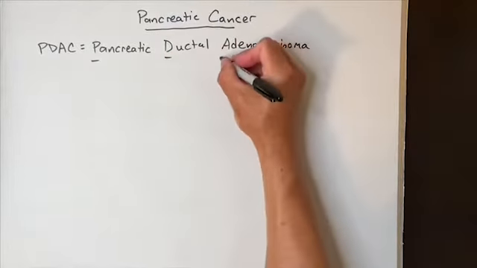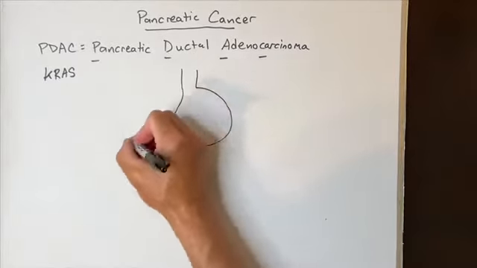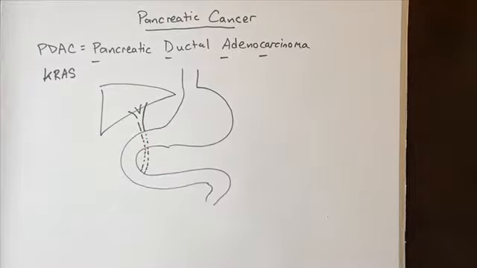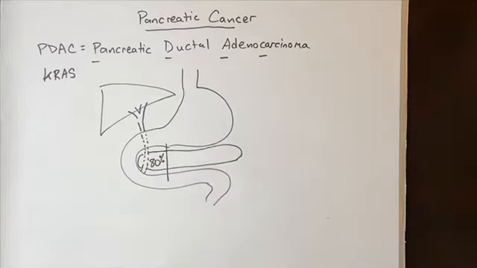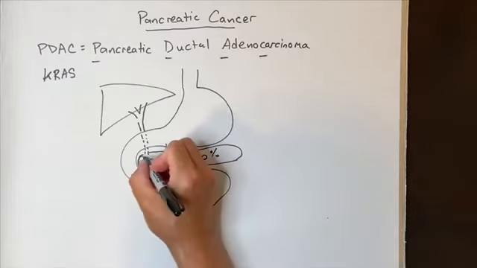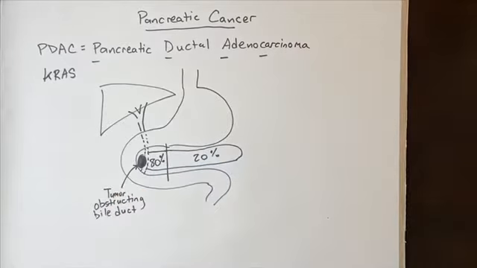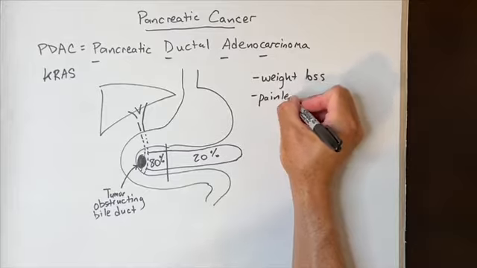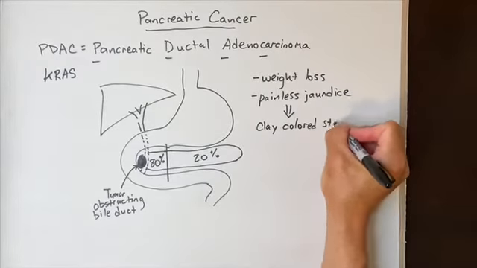Adenocarcinoma is usually from the duct cells and is called pancreatic ductal adenocarcinoma, abbreviated as PDAC. KRAS is the most common mutation in pancreatic ductal adenocarcinoma. 60 to 80% of tumors occur in the head and uncinate, with the other 20% or so being in the body and tail. The body and tail tumors tend to present later since they do not cause any symptoms or biliary obstruction. Classic findings of weight loss with painless jaundice signify cancer in the head of the pancreas.